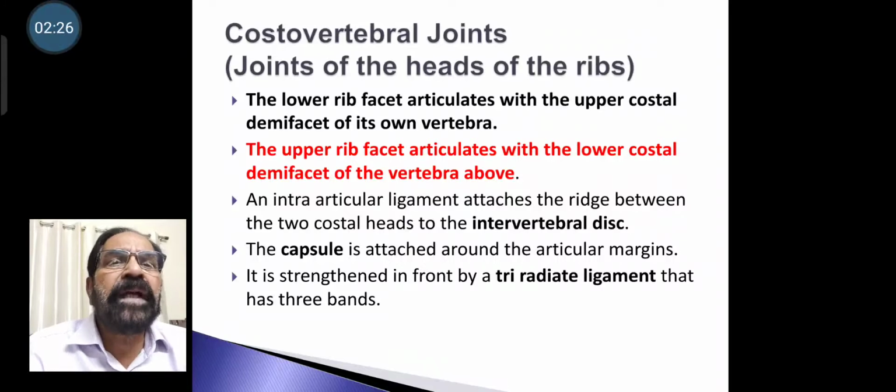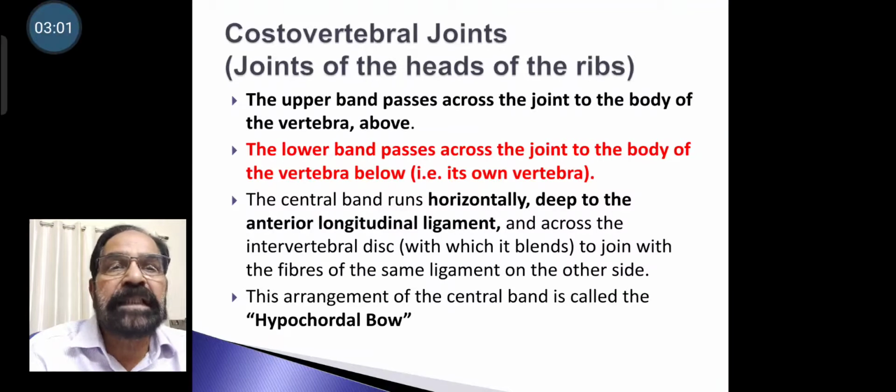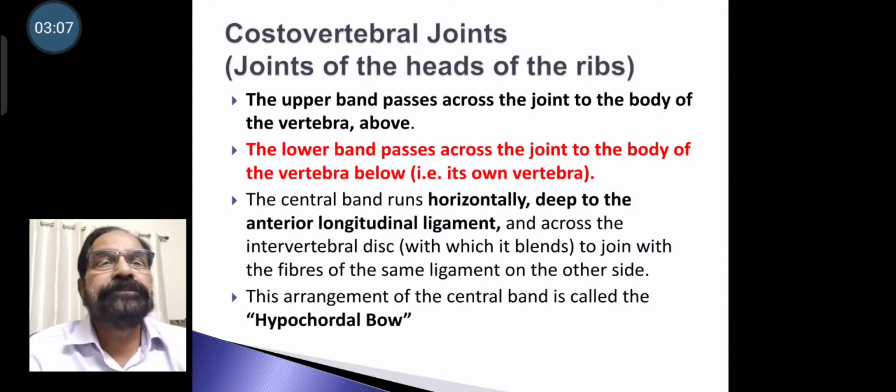It is strengthened in front by the radiate ligament that has 3 bands. The upper band passes across the joint to the body of the vertebra above. Lower band passes across the joint to the body of vertebra below, that is its own vertebra. The central band runs horizontally deep to the anterior longitudinal ligament and crosses the intervertebral disc, with which it blends to join with the fibers of the same ligament on the other side. This arrangement of central band is called the hypocaudal bow.